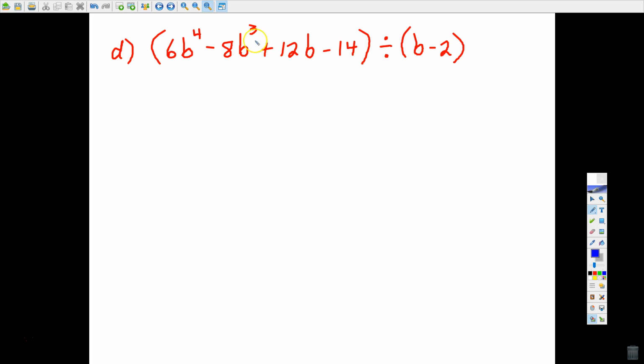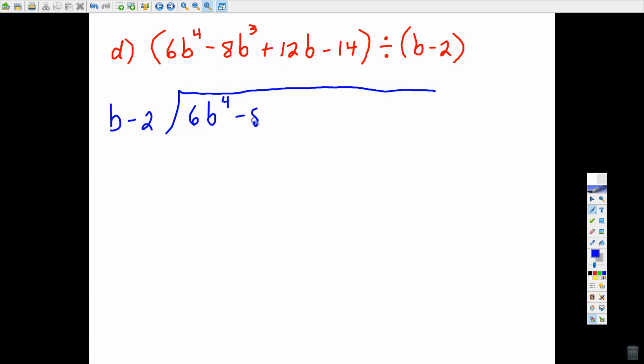So in cases like this where you've got a missing term exponent, we're going to plug in what I call a filler term. Here's what that looks like. 6b to the fourth minus 8b cubed. In place of that missing squared term, we're just going to insert a placeholder. It has a value of 0, because 0 times anything is just 0. So I'm not changing the value of the problem, not changing the problem at all.